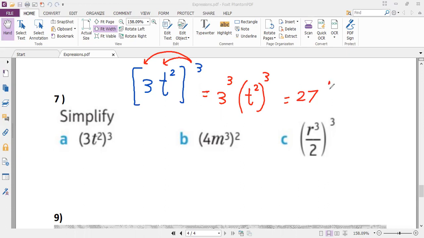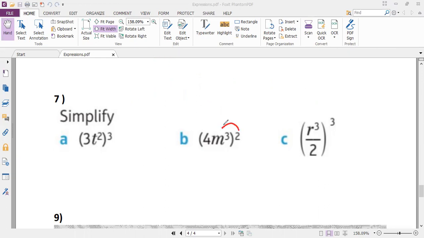And t raised to the power of 2 raised to the power of 3, multiply the powers. 2 times 3 equals 6. This one, this power is distributed on them. So 4 squared equals 16. 4 times 4, 16. And I have m raised to the power of 3 to the power of 2. So it's m raised to the power of 6.